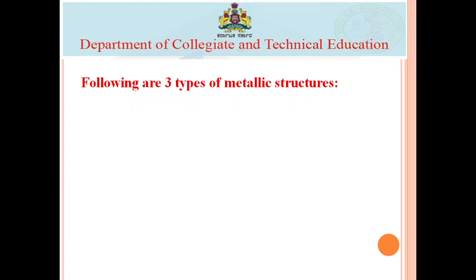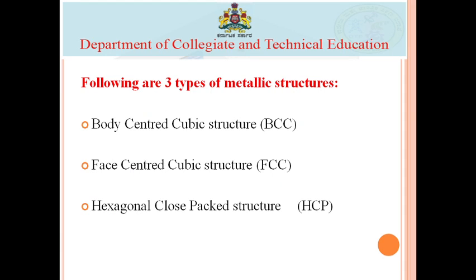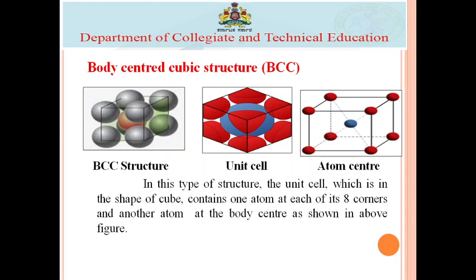There are three types of metallic structure, that is body centered cubic structure, face centered cubic structure, hexagonal close packed structure. In short form we can call it as BCC, FCC and HCP. We will study in detail about BCC, FCC and HCP. First one, body centered cubic structure, that is BCC.